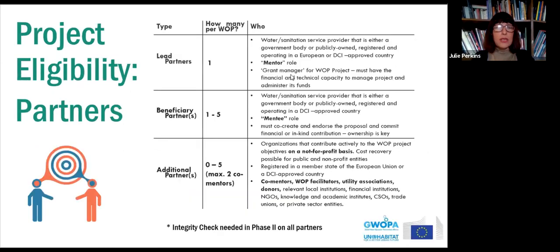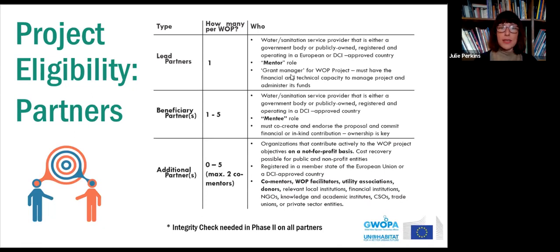Okay, the partner eligibility. This sums up what I shared with you in the animation. So lead partners are water and sanitation service providers that are either a government body or publicly owned, okay? And they're registered and operating in a European or DCI approved country. So those are the ones listed in the Annex D, I think it is, of the guidelines. They must be playing the role of a mentor here, and they will act as the grant manager for the WOP project. They're the ones who enter into the agreement with UN-Habitat.